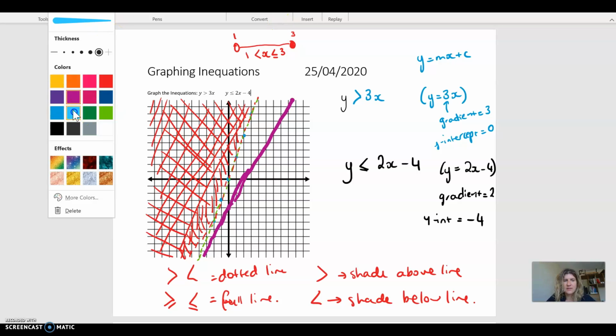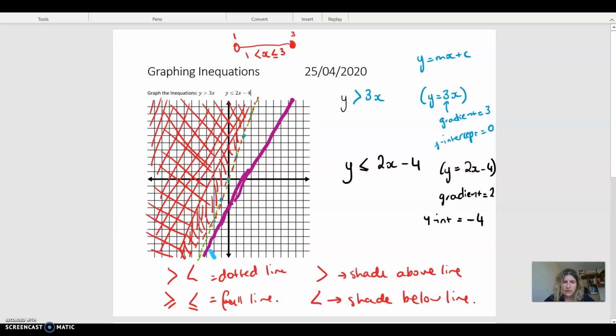Now, this is less than, so when we go through and we do our shading, we're going to shade in everything that's less than that line, and that's going to represent our inequality.